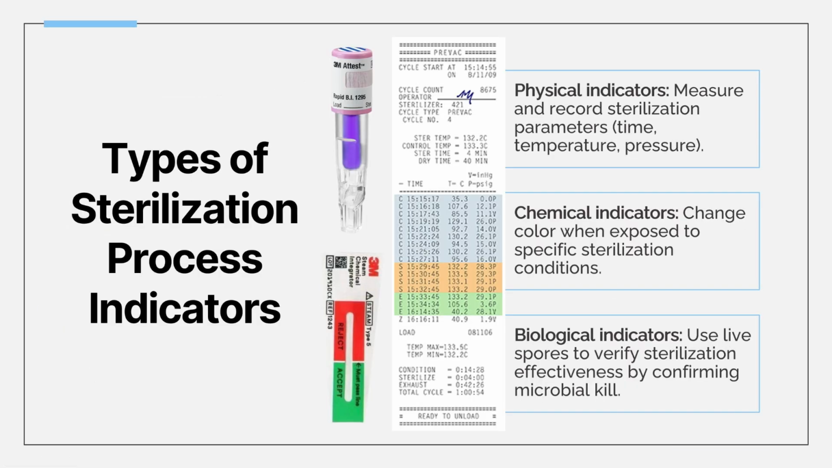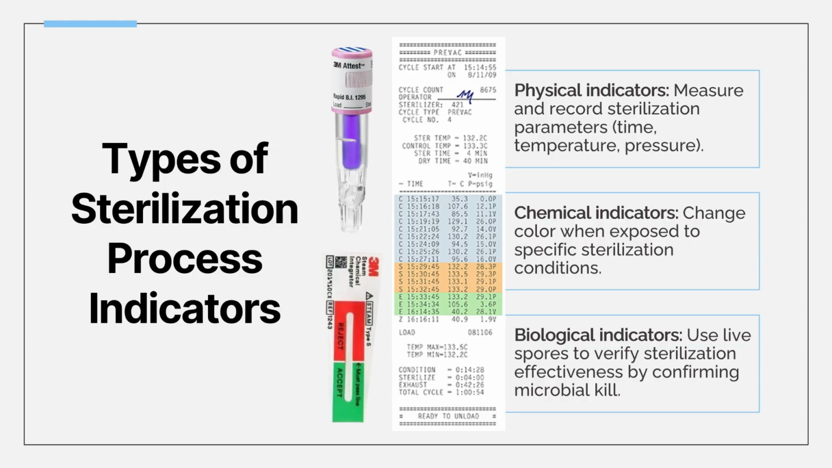So there are different types of sterilization process indicators, and we've talked about physical indicators and biological indicators in detail before. So physical indicators include readouts, so that's printouts that come out of the sterilizers, and it includes time, temperature, pressure, and it's good for machine performance tracking. We have chemical indicators. So these are color changing indicators. So it's like tapes or strips, and it shows exposure to certain sterilization conditions. It's quick and visible, but doesn't exactly confirm microbial kill.